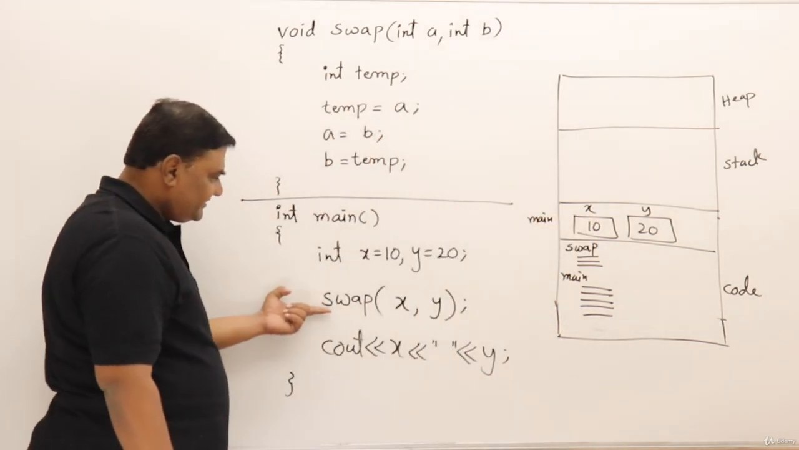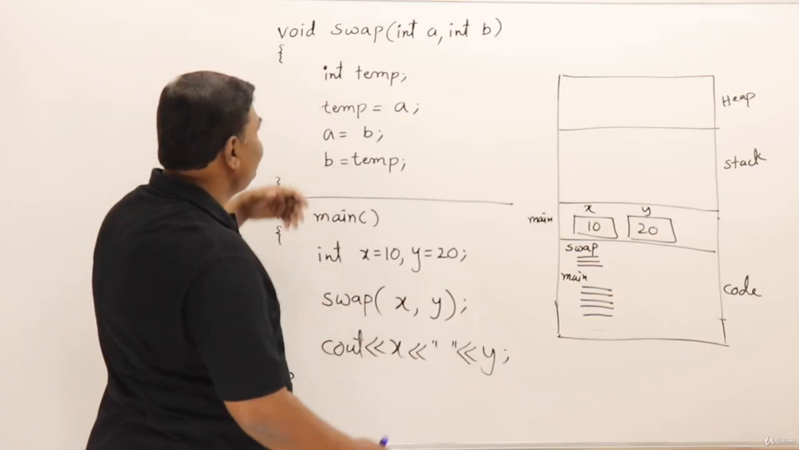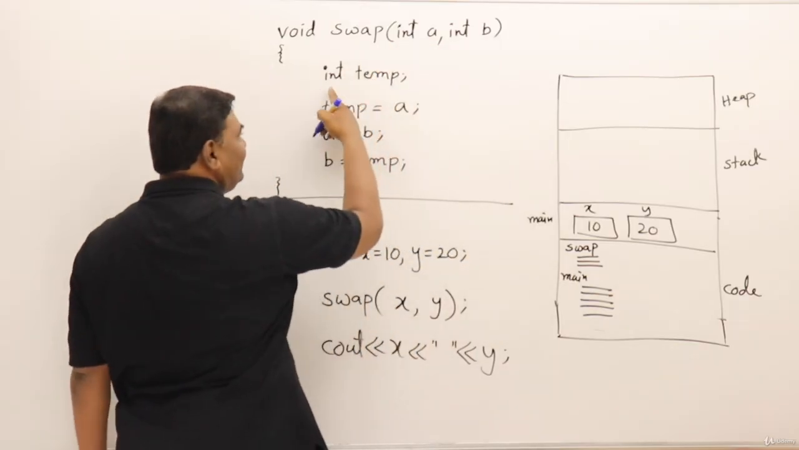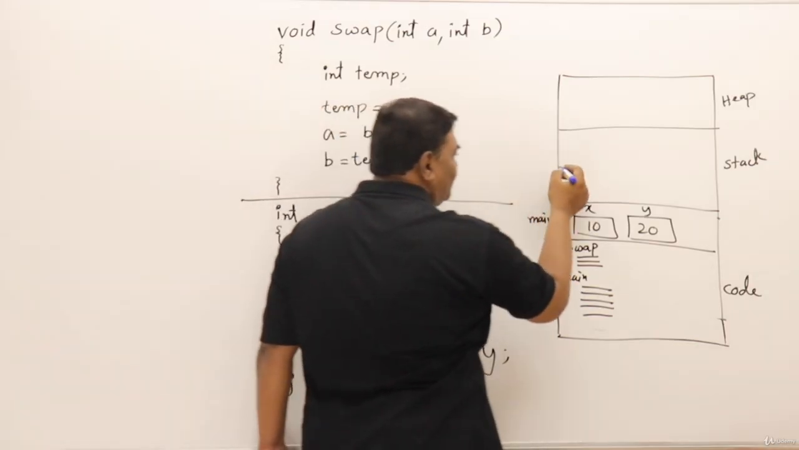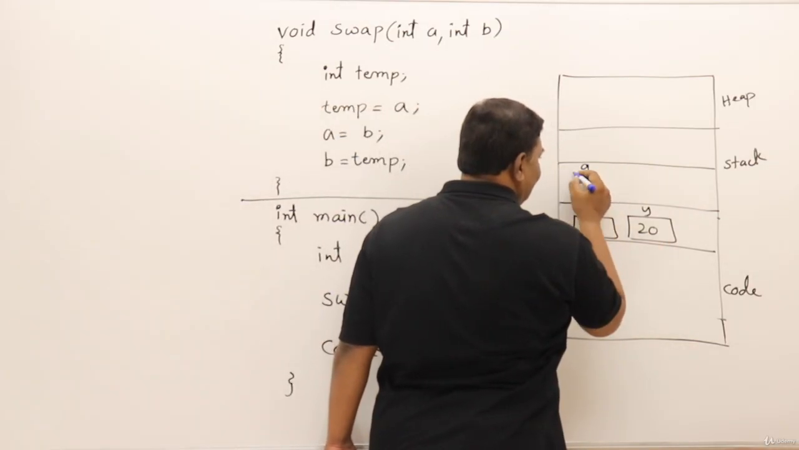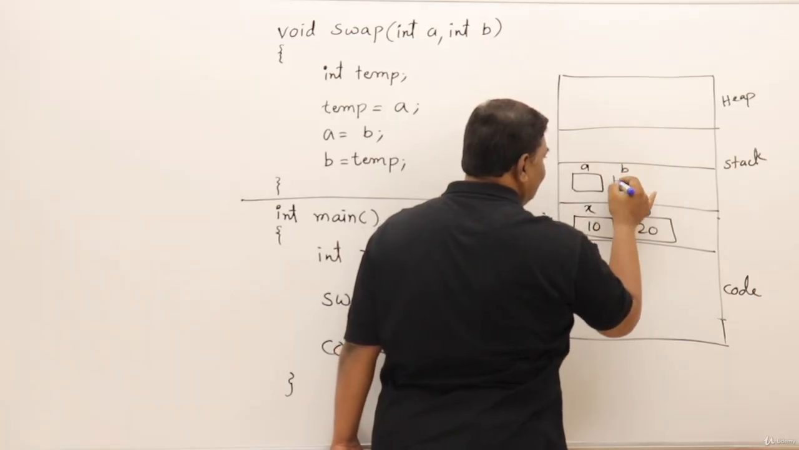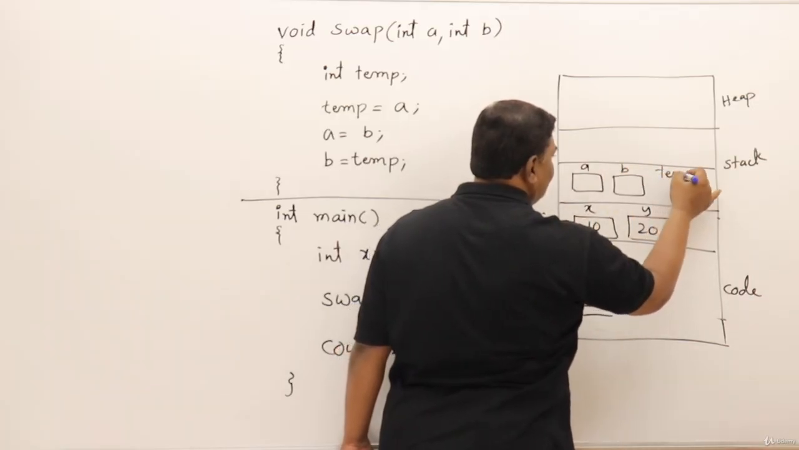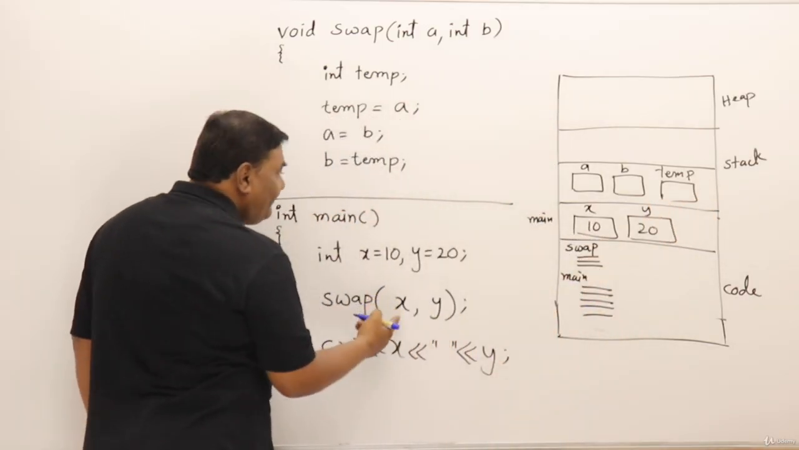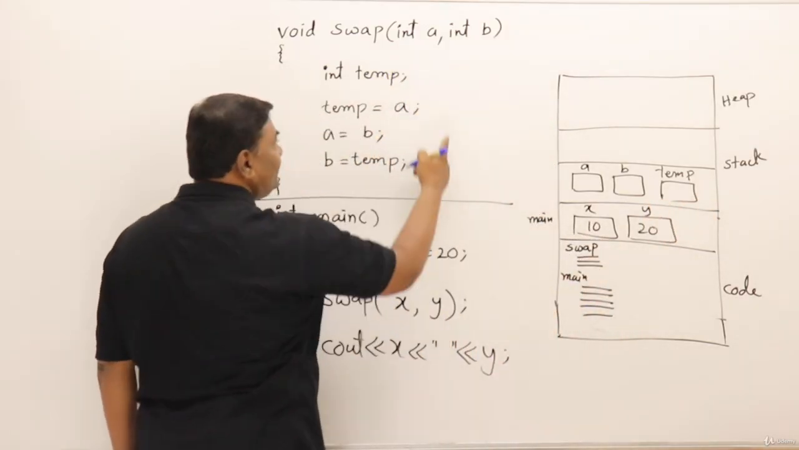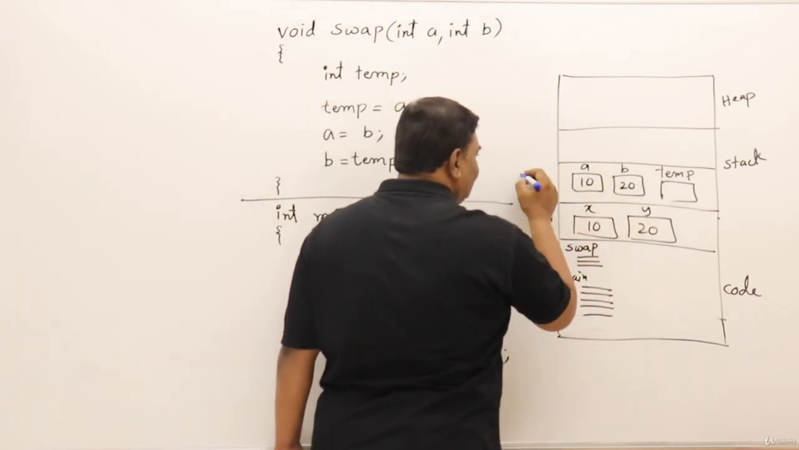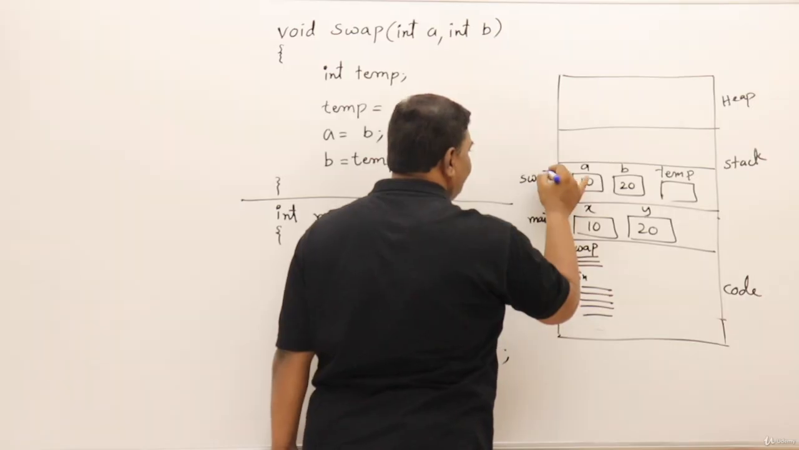Next the swap function is called. The moment the swap function is called, its parameters say that it needs a and b, and inside it there is a variable temp. So a block of memory is allocated for the swap function, and it will have variables a, b, and temp. As this function is called, the value of x is copied into a and the value of y is copied into b. So 10 is copied here and 20 is copied here, for the swap function.